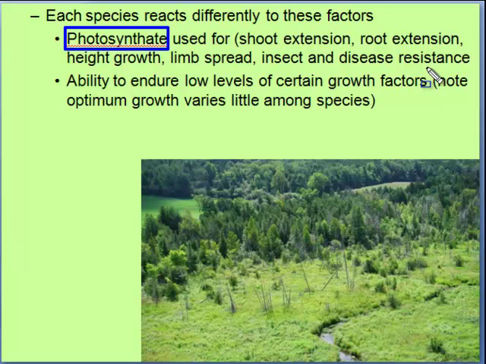Some species have excellent ability for shoot extension and root extension very quickly, so they can outcompete others, and others have their strength in insect and disease resistance, for example, like a cedar. And some species have the ability to endure low light levels, for example, and survive until other ones die, and then continue growth. An excellent example would be hard maple, which can survive for long periods of time in low light levels in the understory until some trees in the overstory die, and then they can be released and continue to grow.